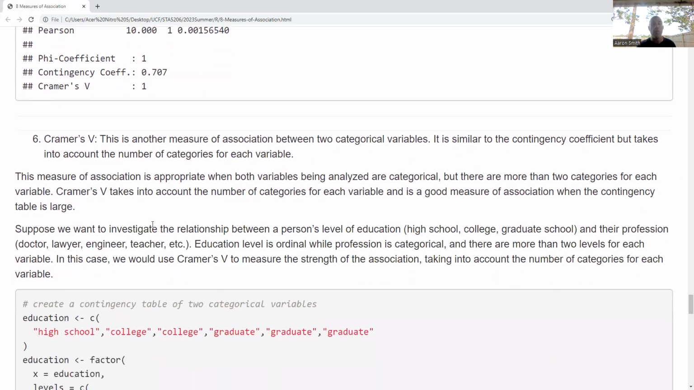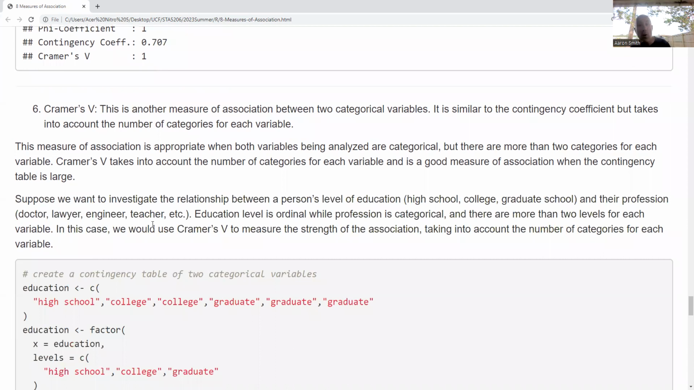Now the next one, this is the one for the categorical and dichotomous data. This is the one that I've used the most at work, Cramér's V. This is another measure of the association between two categorical variables. It is similar to the contingency coefficient, but it takes into account the number of categories for each variable. I personally use this for monitoring predictive models that run monthly at work and checking to see if the distribution of my output changes over time. That's where I personally have used this.